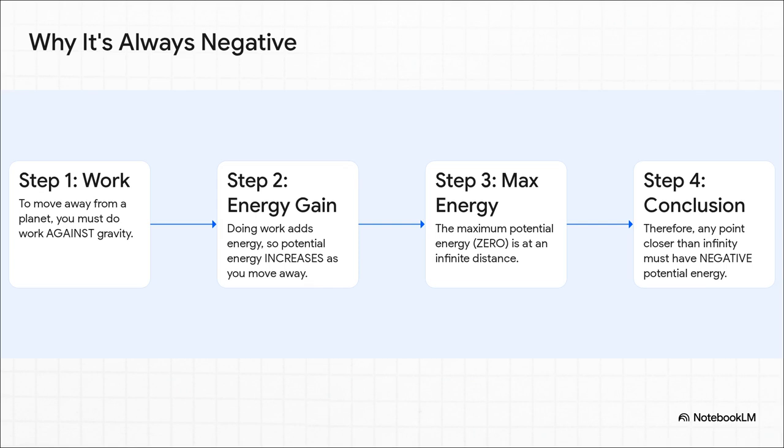To pull a rocket away from Earth, you have to fight gravity. You have to do work, which means you're adding energy to the rocket. So potential energy increases as you move away. But wait, if the energy goes up as you move away, and the highest it can ever get is zero, then that means anything closer than infinity must have an energy level below zero. It has to be negative. And that, right there, is the whole key.